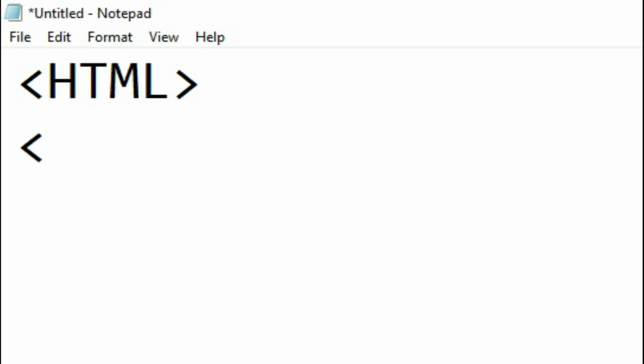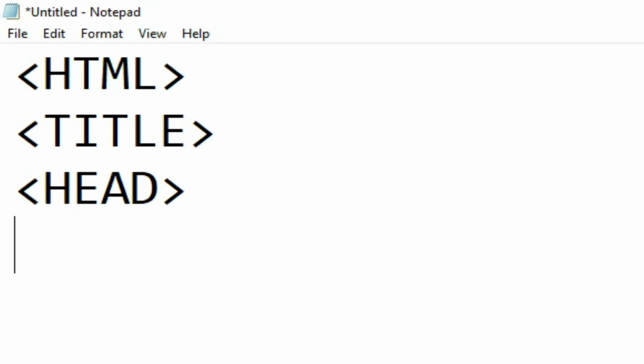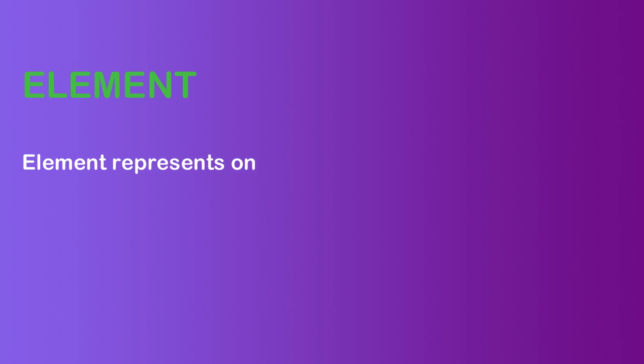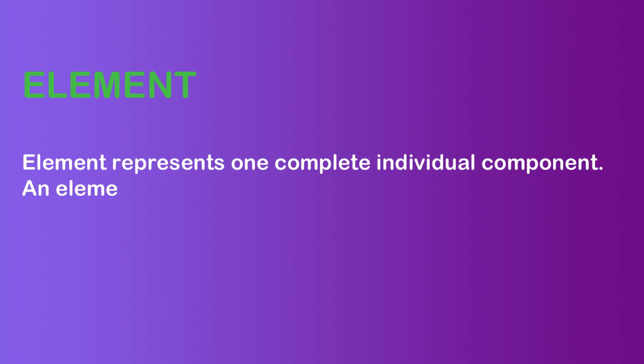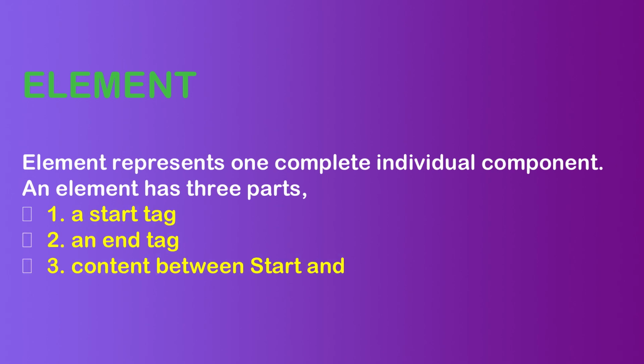Similarly, title tag, head tag. The main thing is to understand that any keyword of HTML written within angle brackets is called a tag. Next is your element. An element represents one complete individual component. An element has three parts: a start tag, an end tag, and content between the start and end tag.